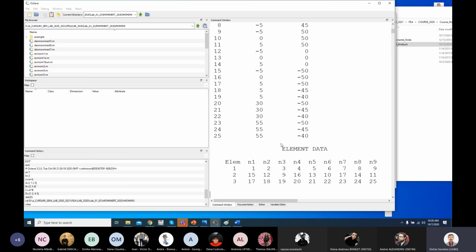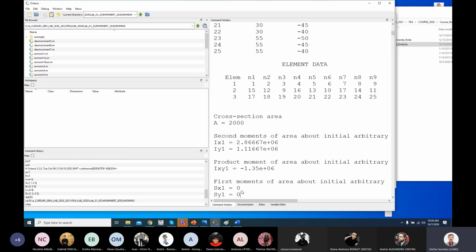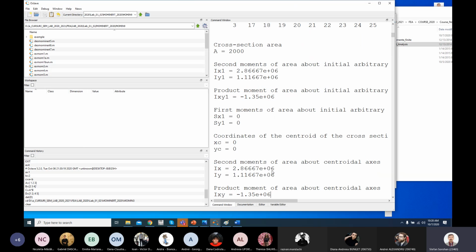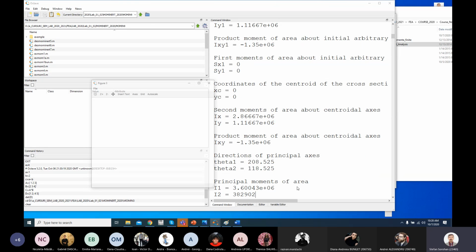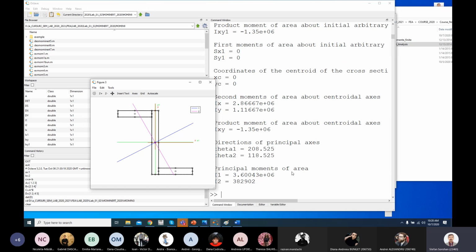Yeah, and again, enter, we obtain for this problem the cross section area, second moment of area, and so on, all the results. And the last picture, and the principal moment of area and the angles here. Don't forget, usually the correct theta is this one, minus 180 degrees.